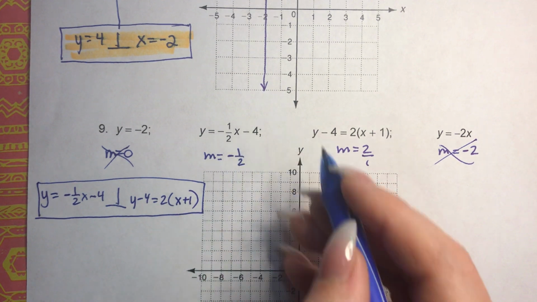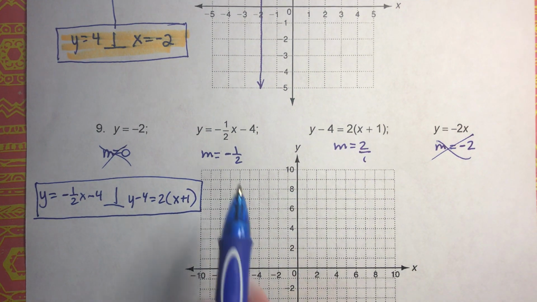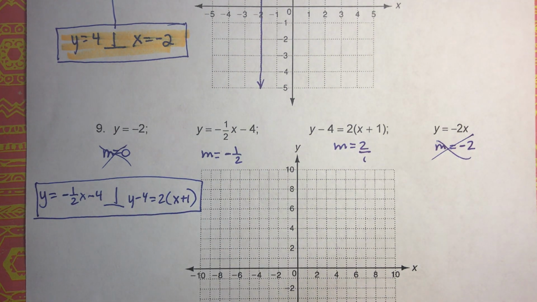So we're going to graph that y-intercept first, negative 4. And then from there, we're going to graph the slope, down 1/2, down 1/2, down 1/2, the opposite, up 1/2, there.